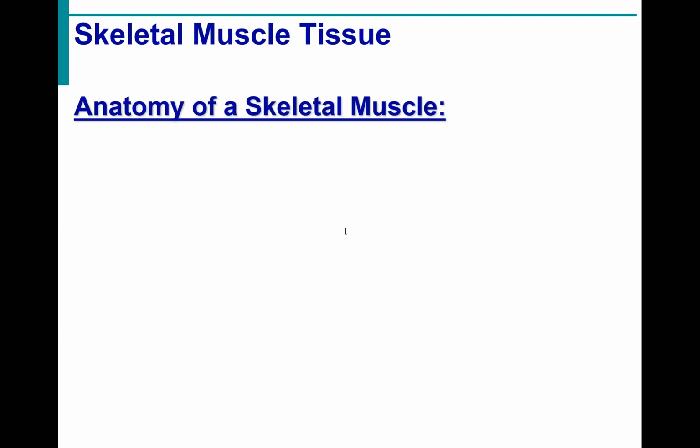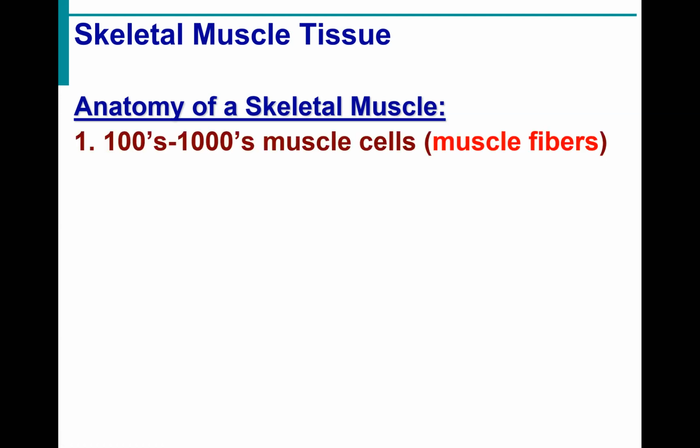You have over 600 named muscles in the body. And as I'm sure you've already, over the past couple of days, looked at your anatomy list, you can see that you have far fewer than 600 that you are responsible for. But those are organs, and just like the bones, they're primarily made up of skeletal muscle tissue, but they're also made of other tissues as well. So when we talk about a muscle of your body, that organ of your body, it is made up of hundreds to thousands of muscle cells.